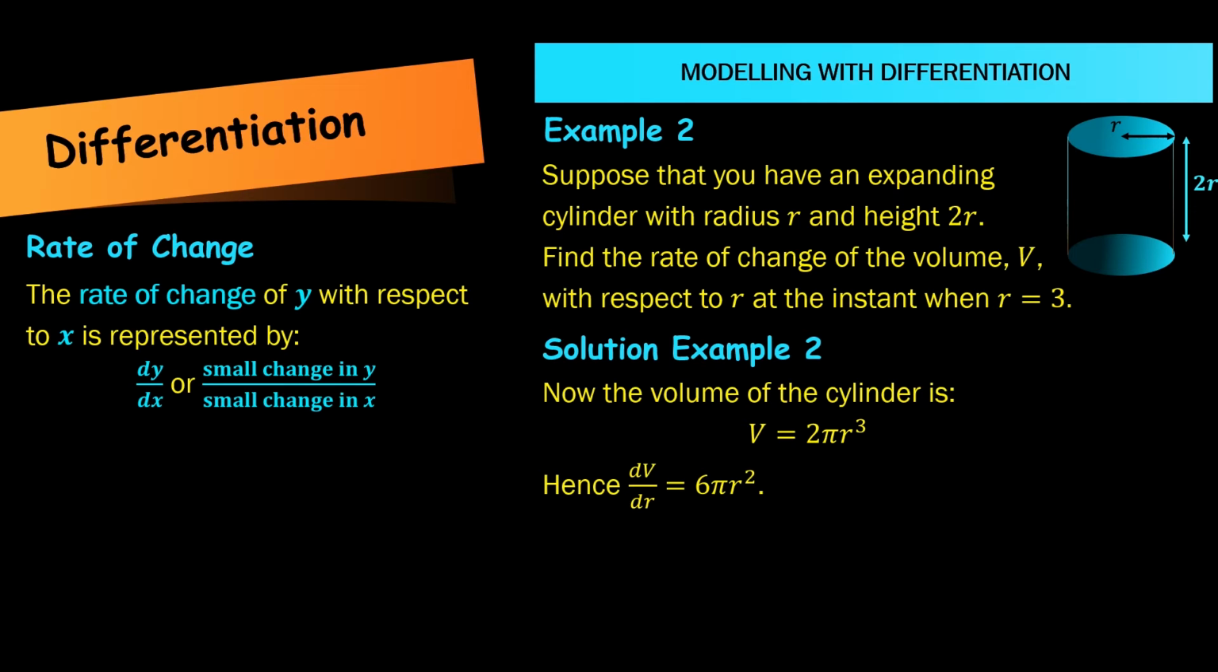And therefore if we differentiate, we obtain 6 pi r squared. Now when r is equal to 3, dV/dr, which is equal to 6 pi r squared, becomes 6 pi 3 squared, because we're substituting r equals 3 into the formula. And this gives us 54 pi.